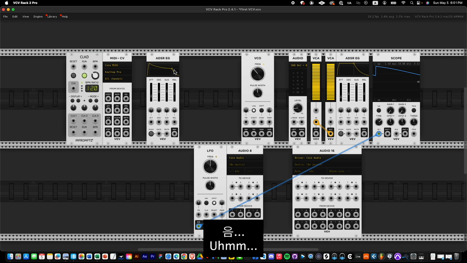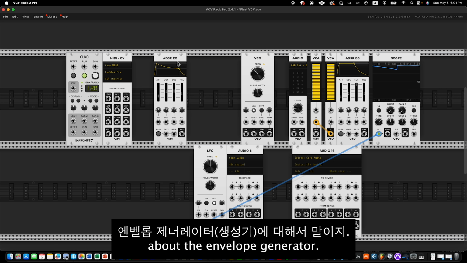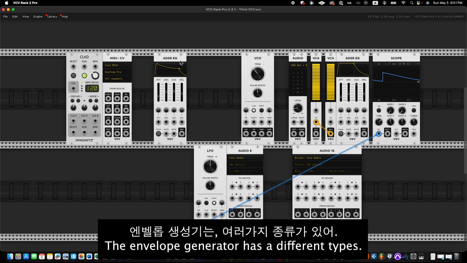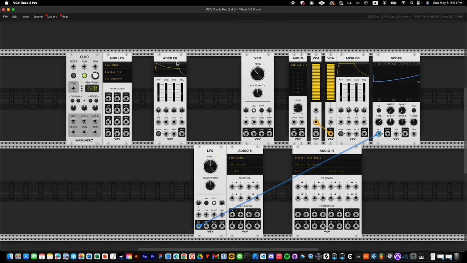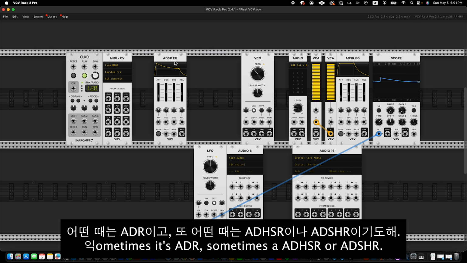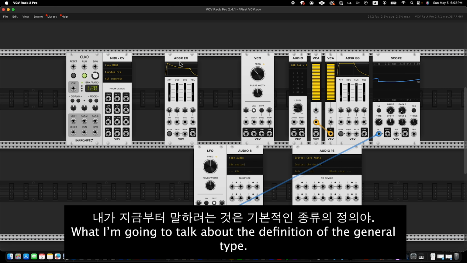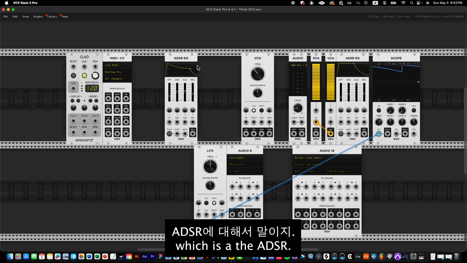So today we're going to talk about the envelope generator. First of all, you need to understand that the envelope generator has different types. Sometimes it has ADSR, sometimes it's AR, sometimes ADR, sometimes ADHSR, ADSHR. There's a lot, okay? But what I'm going to talk about is the definition of the general type, which is ADSR.